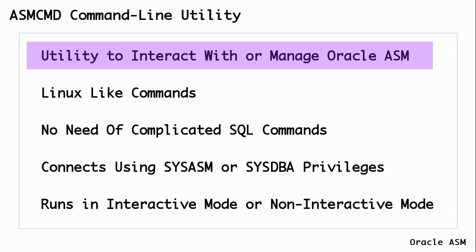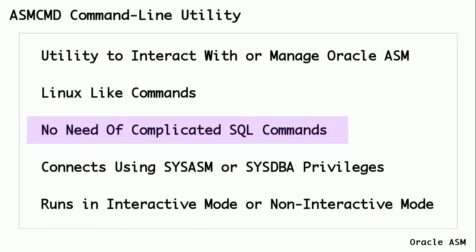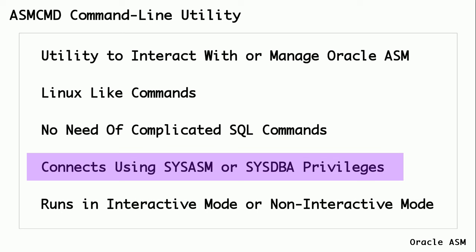ASMCMD can also be used to manage Oracle ASM instance. ASMCMD provides simple Linux-like commands to interact with Oracle ASM. By using ASMCMD, we don't have to write complicated SQL commands to manage Oracle ASM. ASMCMD connects to Oracle ASM instance using sysasm privilege or sysdba privilege. By default, it uses sysasm privilege.